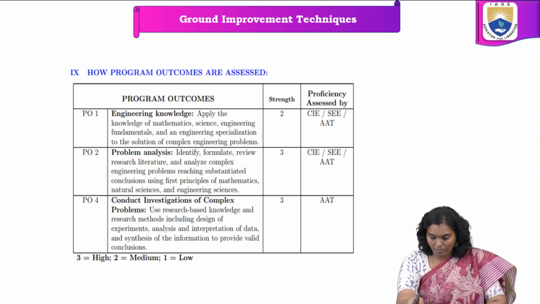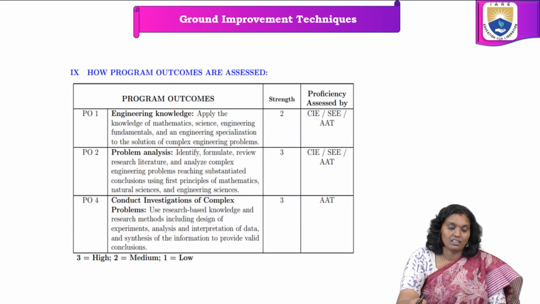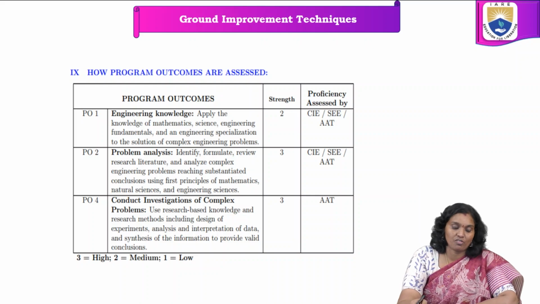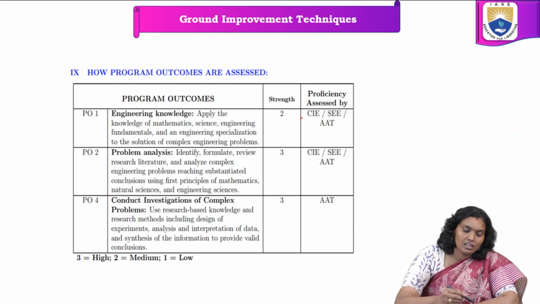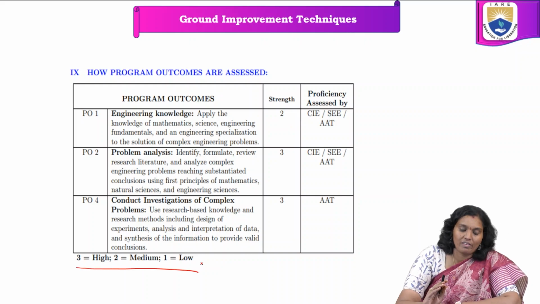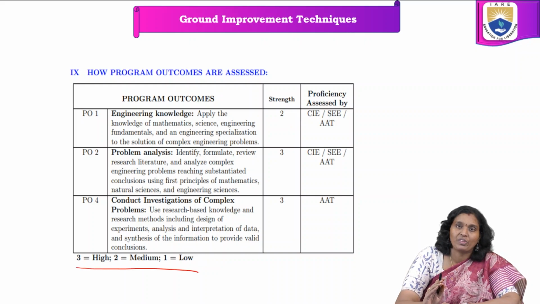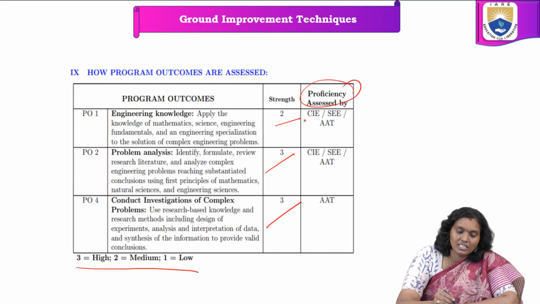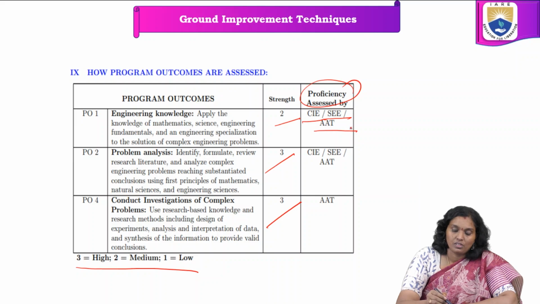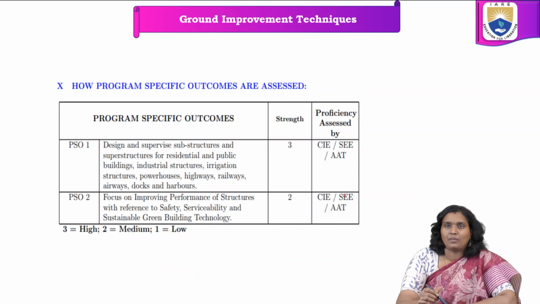Here, PO1, PO2 and PO4 are there. So in this engineering knowledge, problem analysis, and conduct investigation of complex problems, we are going to understand. For the strength, we are considering 3 levels: low level means 1, medium level means 2, high is 3. So here for PO1 that is 2, PO2 is 3, PO4 is 3. These are assessed by using the CIE, SE, AAT tools. And PO4 is assessed using the AAT.